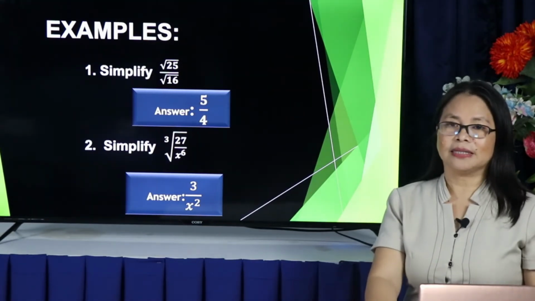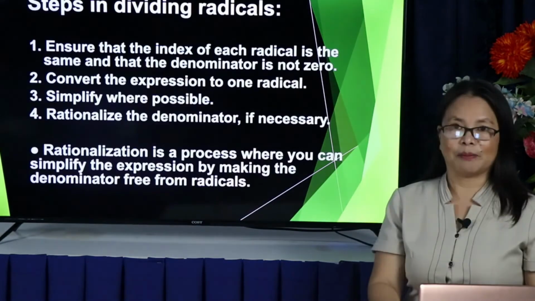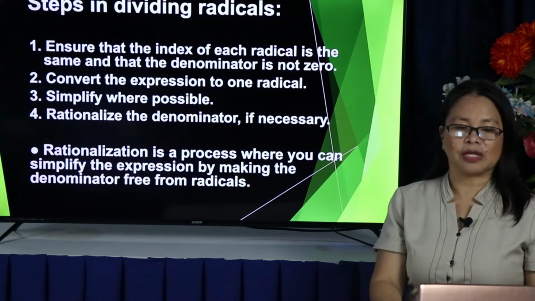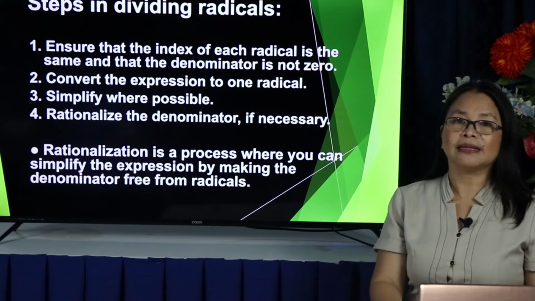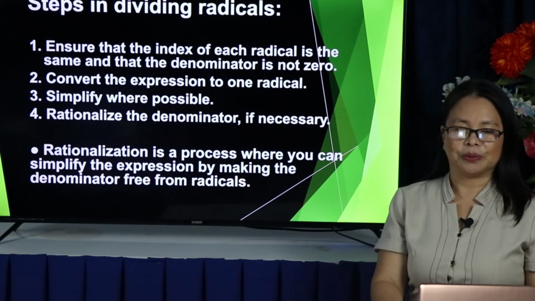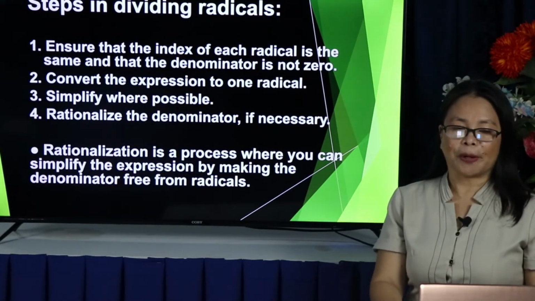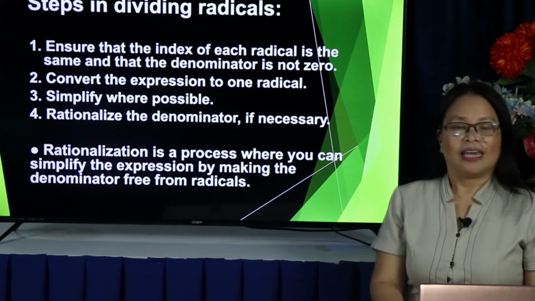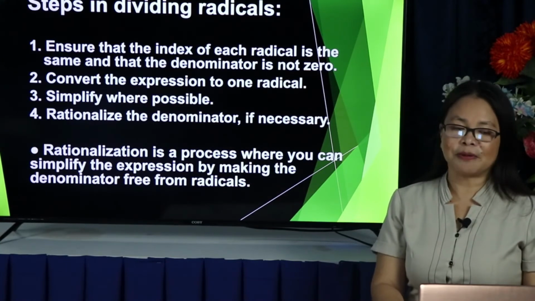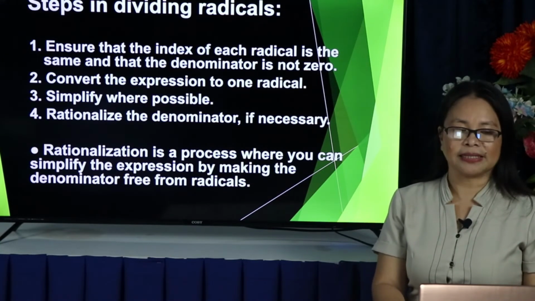To divide radicals, we have steps to follow. Number 1, ensure that the index of each radical is the same and that the denominator is not 0. Number 2, convert the expression to one radical. Number 3, simplify where possible. Number 4, rationalize the denominator if necessary. What do you mean by rationalization? It is the process where you simplify the expression by making the denominator free from radicals.